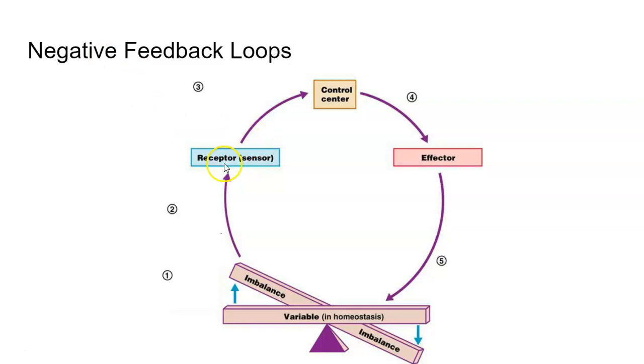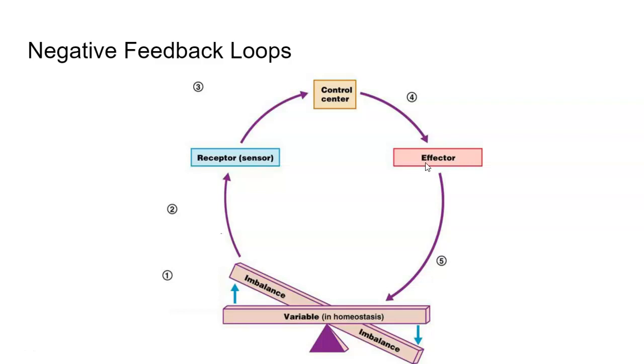So that receptor is going to be monitoring our pH in our blood. If the pH changes, it's going to tell the control center in our brain that something is happening in the pH of our blood that we need to fix. And that control center in our brain is going to tell some gland or something in our body to do something different so that our pH can go back to normal.